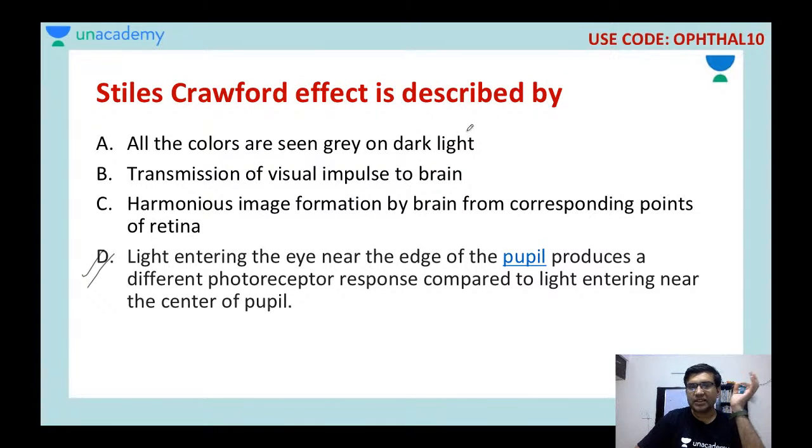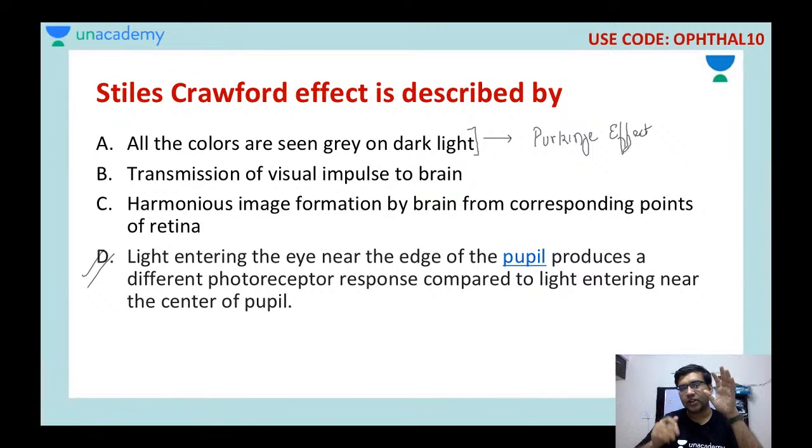Now remember, all the colors are seen grey in dim light, this is called the Purkinje effect. Do not confuse it with the Purkinje images. Purkinje images are the images of the reflection that we get from transparent surfaces like the anterior and posterior surface of the cornea, as well as the anterior and posterior surface of the lens.